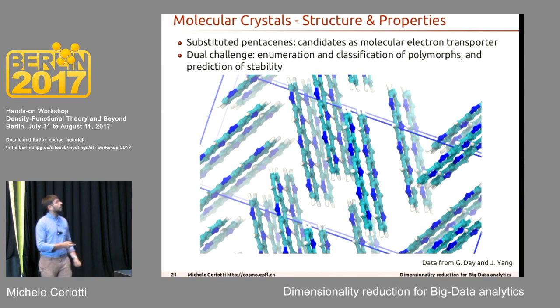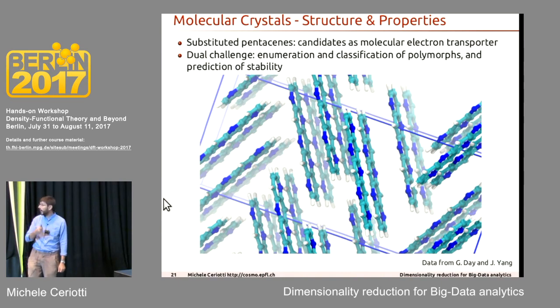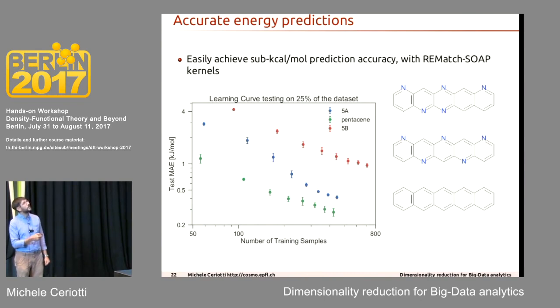So as a final example that I want to show you, this is still work in progress, but basically we're trying to apply this technique. So far I really have only shown you applications to gas phase molecules, so we're starting to go to molecules and to materials in the condensed phase, and in particular we're looking at molecular materials. So here we have a few hundred polymorphs from the group of Gramidae for substituted pentacene molecules, and we have in particular pentacene and 2 different azapentacene molecules.